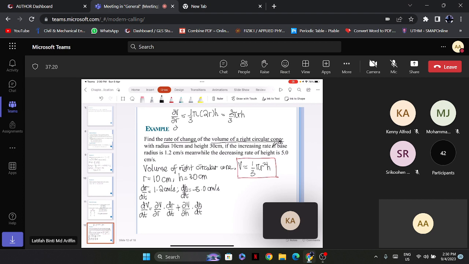Then ∂V/∂h, do the same thing, differentiate with respect to h, we get 1/3 π r squared. So substitute into our formula. We have 2/3 π r h multiplied by dr/dt, which is 1.2, plus 1/3 π r squared multiplied by minus 5.